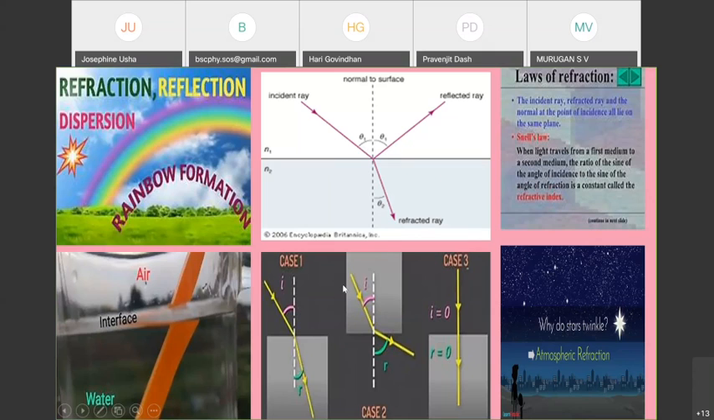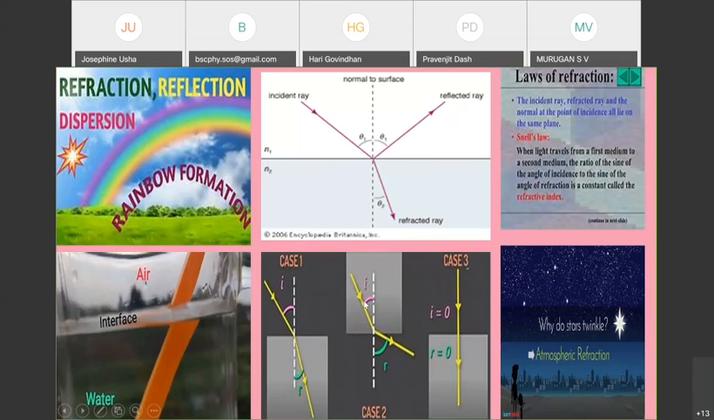So there are three cases here. In case one, if the angle of incidence is greater than the angle of refraction, that is, the angle of incidence is larger than the angle of refraction, then the transmitted or refracted ray bends towards the normal. It will be closer to the normal. So here we can say that angle I is greater than the angle of refraction, that is angle R, right?